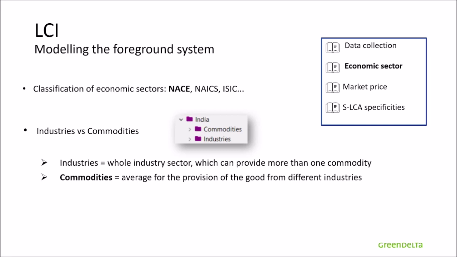Once you have the name of the sector, you may have to choose between commodities and industries in OpenLCA. The sectors inside the folder Industries represent the whole industry sector, which can provide more than one commodity. For instance, the industry mining of metal ores can produce metal ores, but also steam and other byproducts. On the other hand, commodities represent the average for the provision of the good from different industries. So common commodity sectors are usually chosen for product social life cycle assessments, provided they are available, of course.